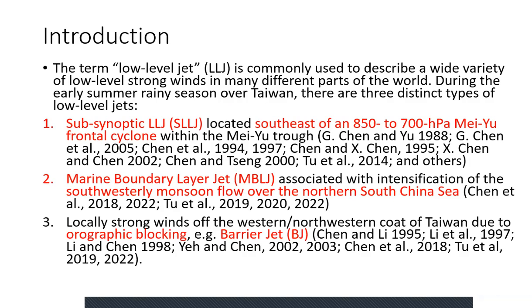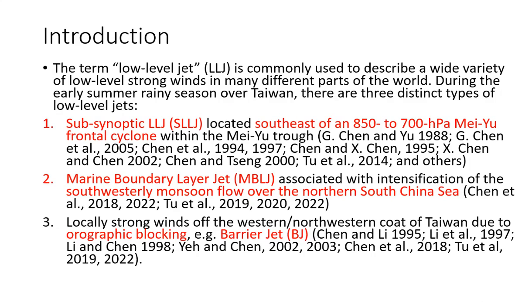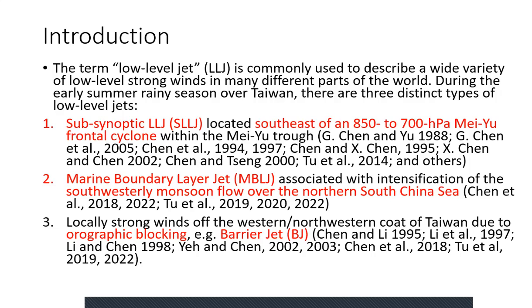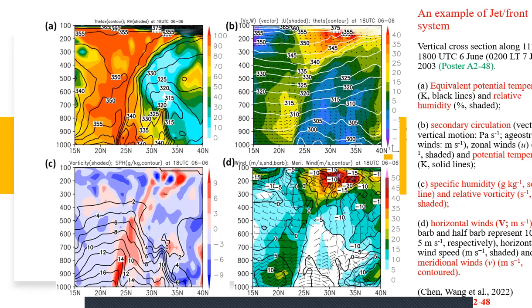There are 3 types of low-level jet. The first is subsynoptic low-level jet associated with Mei-Yu frontal cyclone. The second is marine boundary layer jet below 900 millibars, embedded with a southerly monsoon flow over the northern South China Sea. The third type of low-level jet is orographic, and hence strong winds off the northwestern Taiwan coast.